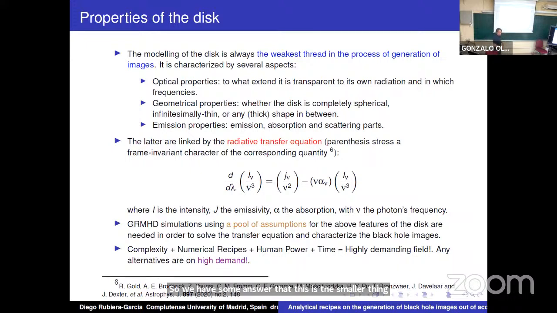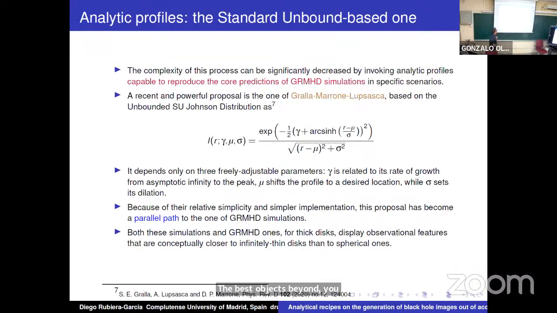So we're going to shortcut this to find ways out of doing our own research. It's a very complex field. Numerical relativity: a lot of human power, a lot of time for computations, a highly demanding field. So we don't want to do this. I mean, we can do this, but then we lose track of our final goal, which is to test objects beyond general relativity predictions. Is there anything else that we can do?